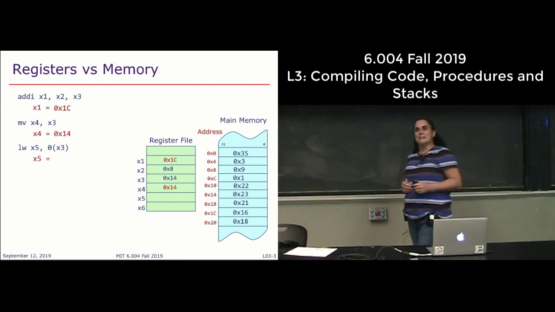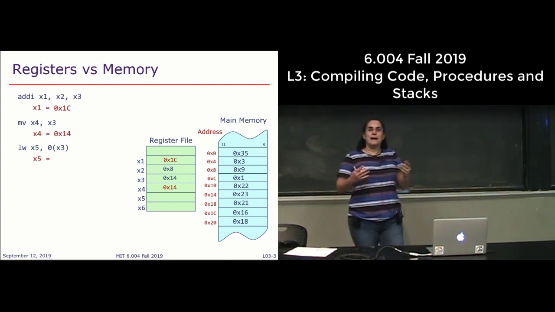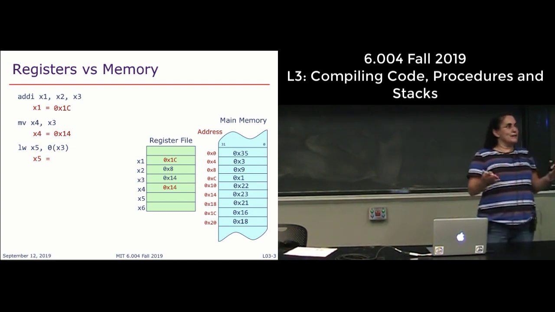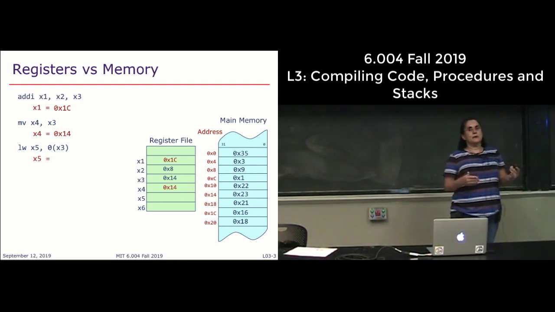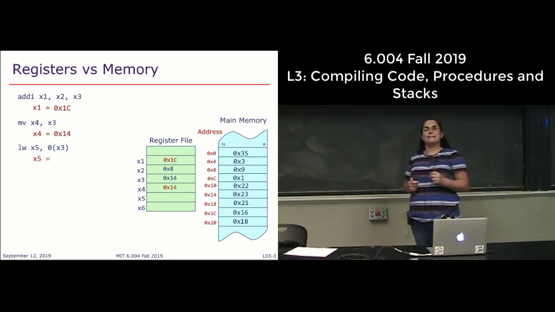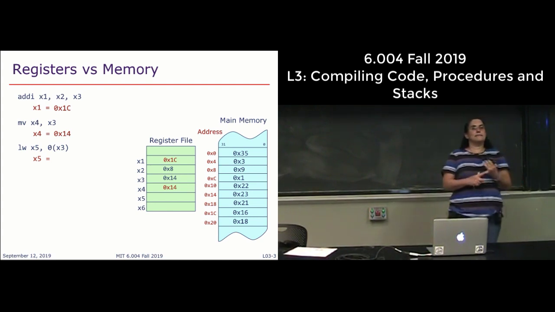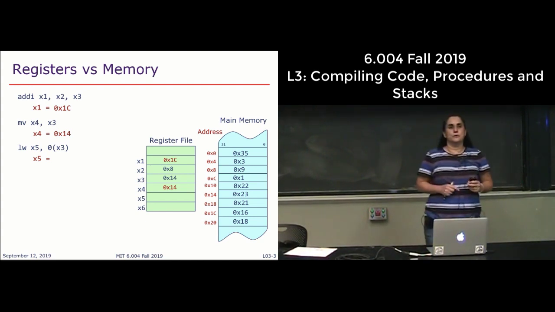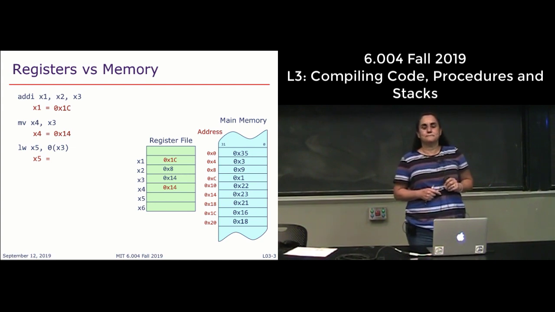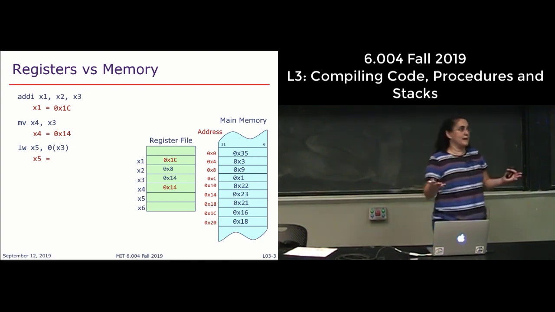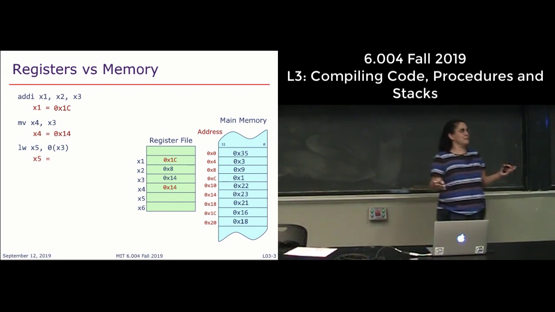So let me remind you guys. The way that memory works is that we have to give it an address to look up, and then it's going to give us back the data that's at that address. The address that we're going to look up is computed by taking the contents of X3 and adding 0 to it. So what is that? It's 0x14. Yes, everyone with me?